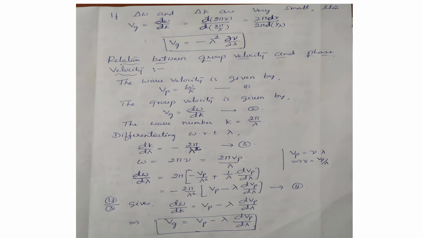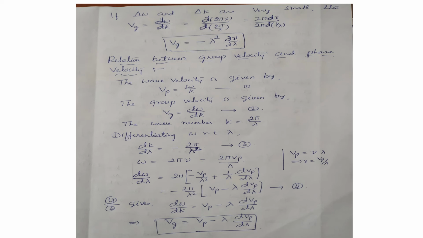Differentiate. See the wave number, you get wave number k equal to 2 pi by lambda. Now differentiate k equal to 2 pi by lambda with respect to lambda, so that the left hand side becomes dk by d lambda equal to minus 2 pi by lambda square. 2 pi is constant, differentiation of lambda is minus 1 by lambda square. So dk by d lambda we get minus 2 pi by lambda square. And omega is 2 pi nu, that is 2 pi into nu is Vp by lambda.